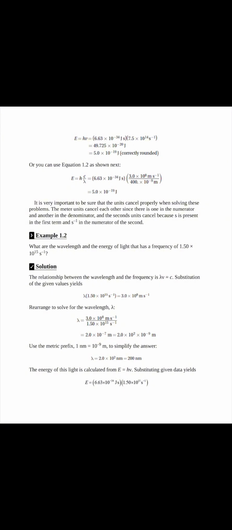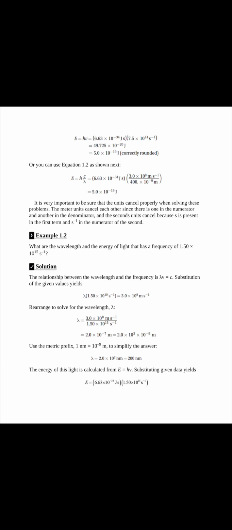Example 1.2. What are the wavelength and energy of light that has a frequency of 1.50 × 10^15 reciprocal seconds? Solution. The relationship between wavelength and frequency is wavelength times frequency equals the speed of light. Substitute the given values. Wavelength times 1.50 × 10^15 reciprocal seconds equals 3.0 × 10^8 meters per second.